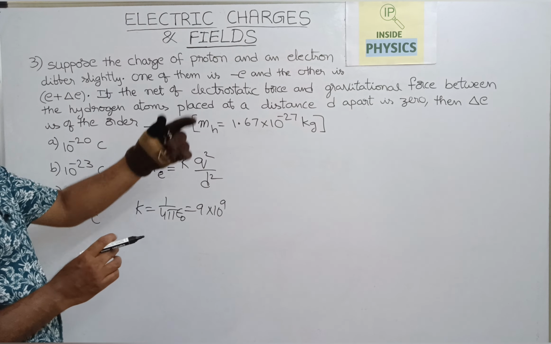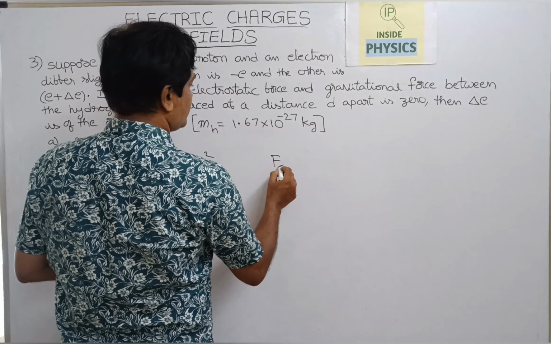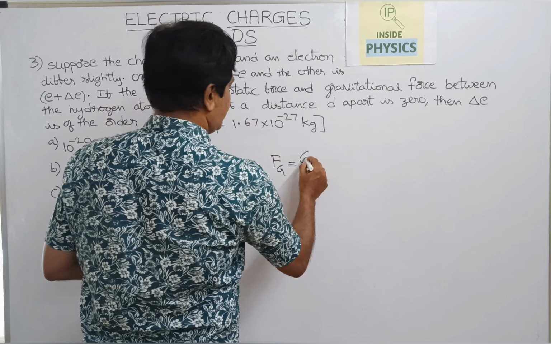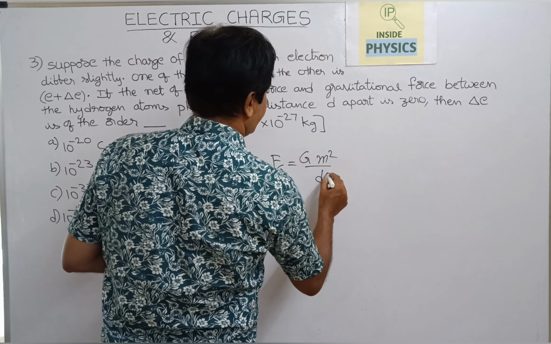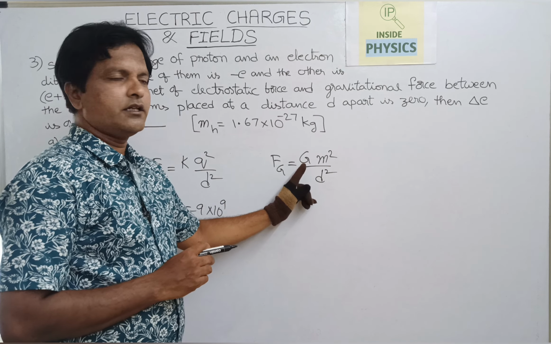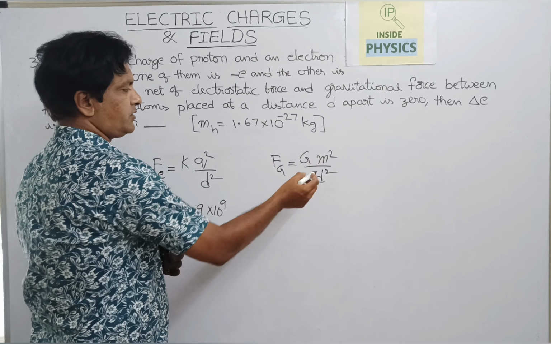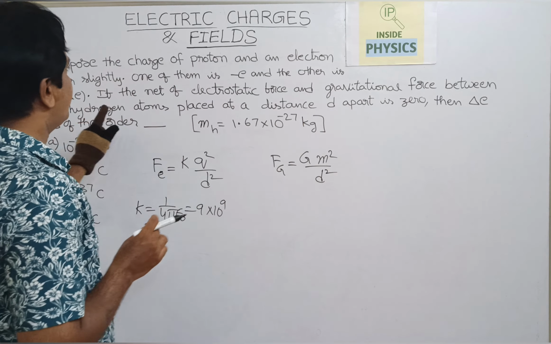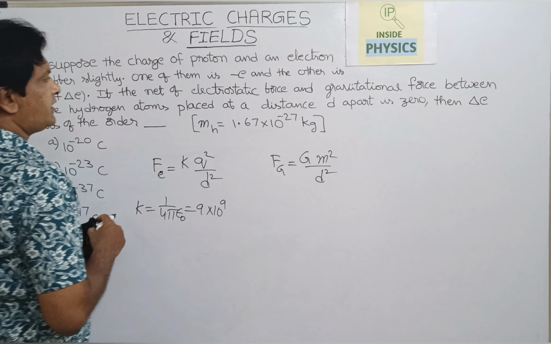And what is the gravitational force between two hydrogen atoms? The gravitational force is given by Newton's gravitational law: G m square by d square, where G is Newton's gravitational constant and d is the distance between two atoms. m is nothing but the mass of a hydrogen atom. Here we have taken the hydrogen atom, and the mass of the hydrogen atom is already given.